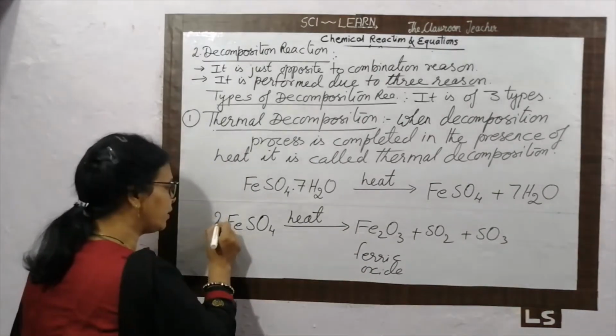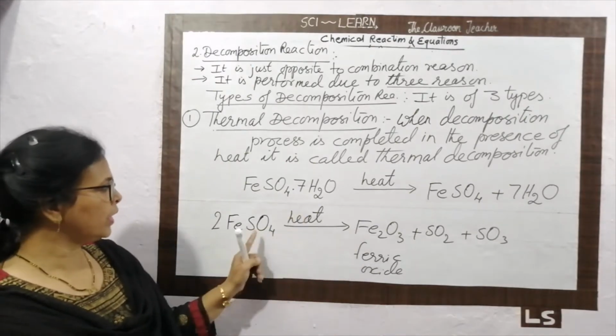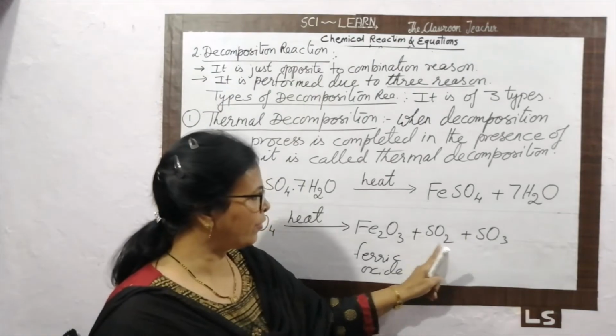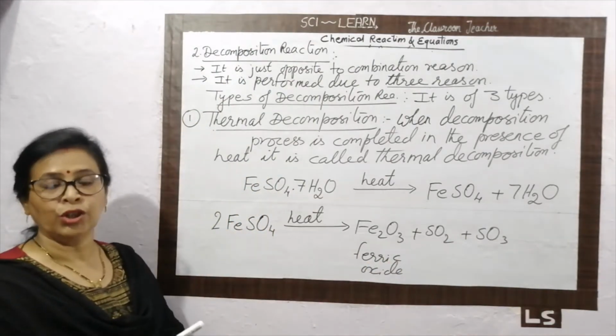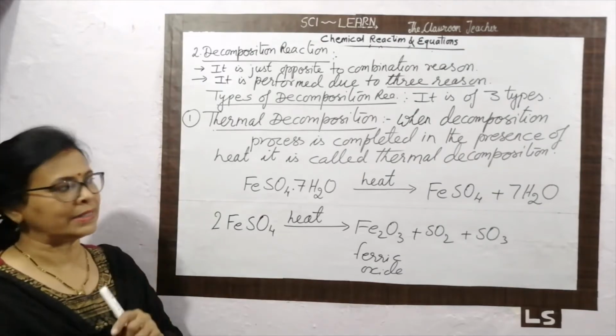I am going to write here 1, 2. What happened now? Fe is 2, here Fe is also 2. S is 2, here S is also 2. O: 3 plus 2 is 5, plus 3 is 8. 4 2s are 8. Now this is a balanced equation. So you have to balance the equation. When you give the example, you have to balance the equation.